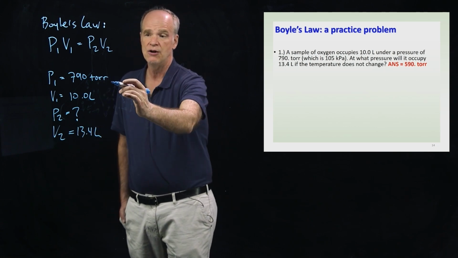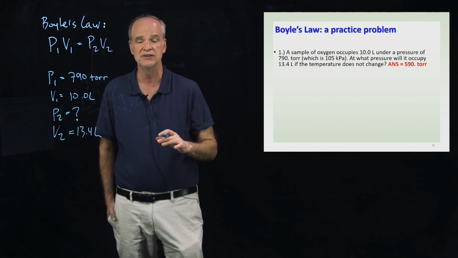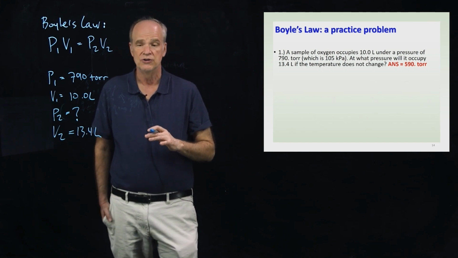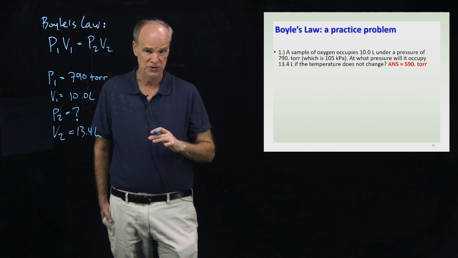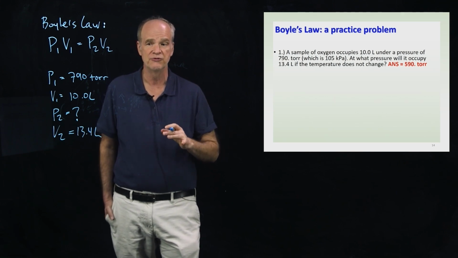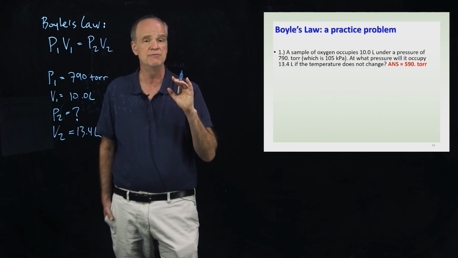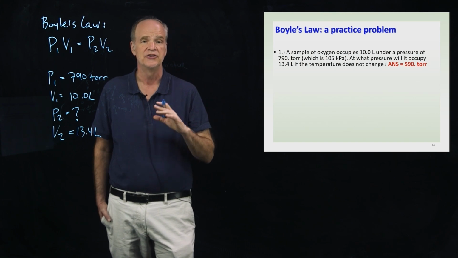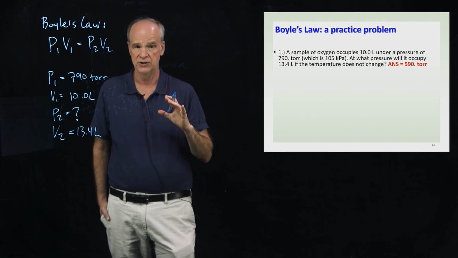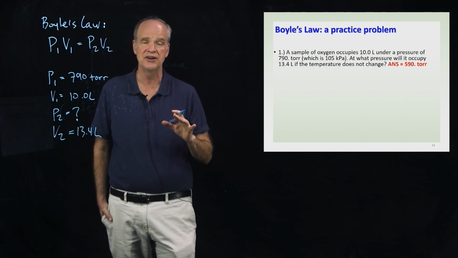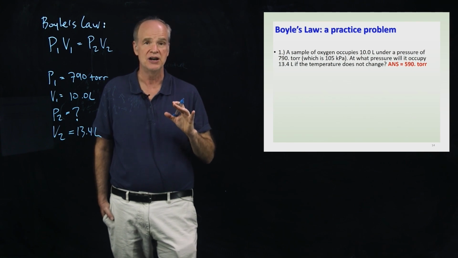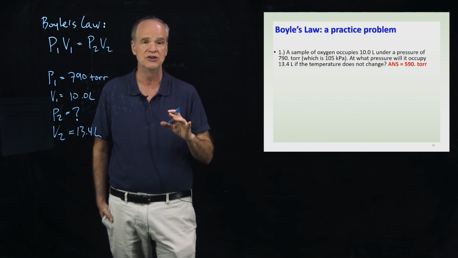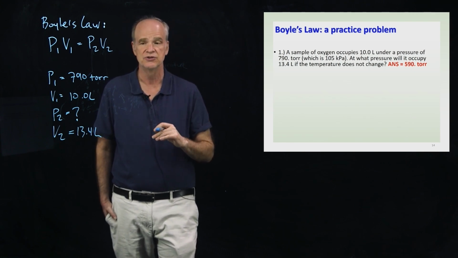So we started out with a pressure of 790 torr and a volume of 10 liters. Now we're going to increase the volume from 10 liters to 13.4 liters. So that would predict that we must decrease the pressure. So one thing we can look out for when we're figuring out an answer is to make sure that the pressure is less in our new conditions than it was in the original conditions.